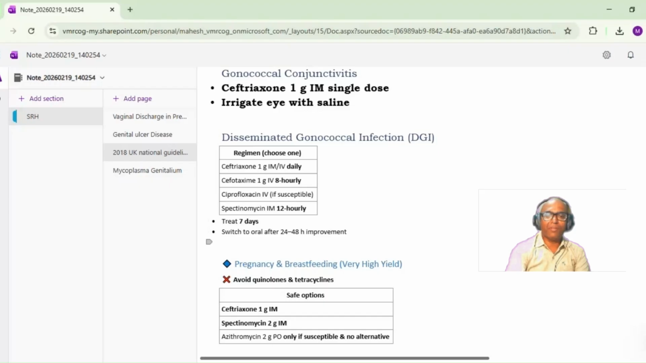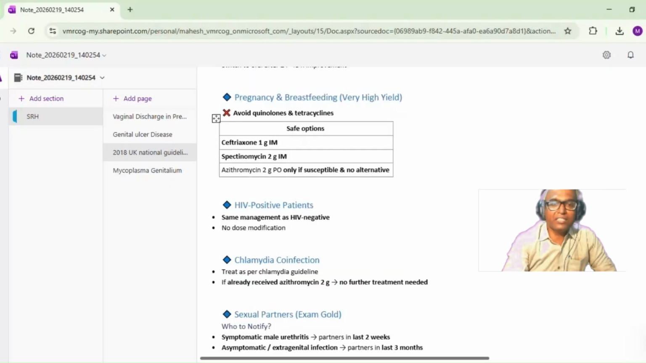We will switch to oral after the improvement, maybe after 24 to 48 hours, in cases of disseminated gonococcal infection. This you should remember, because most of the time they ask about these infections even in pregnant women. Last time we discussed vulvovaginal candidiasis and all. So ceftriaxone is safe, so go for ceftriaxone.